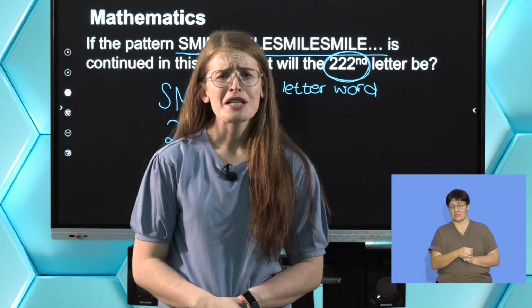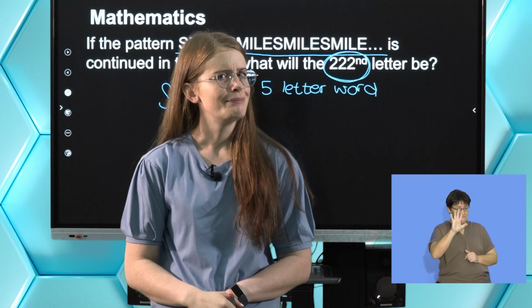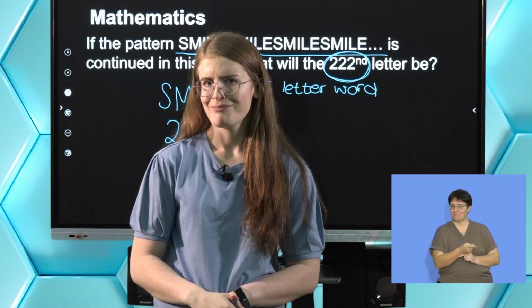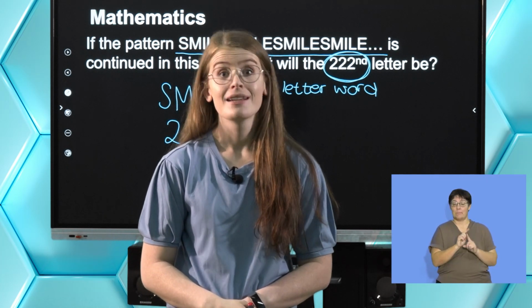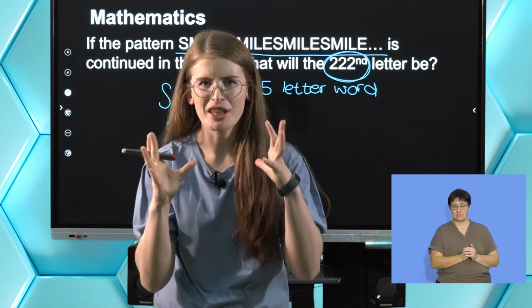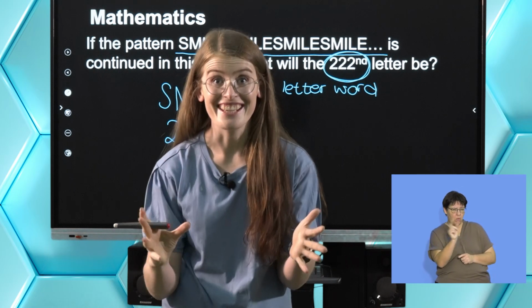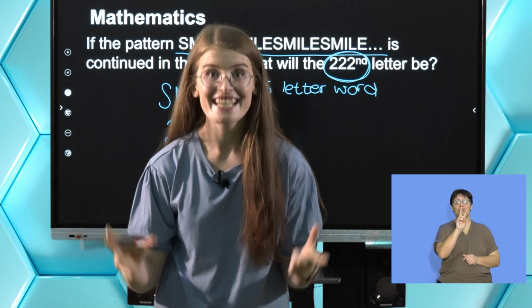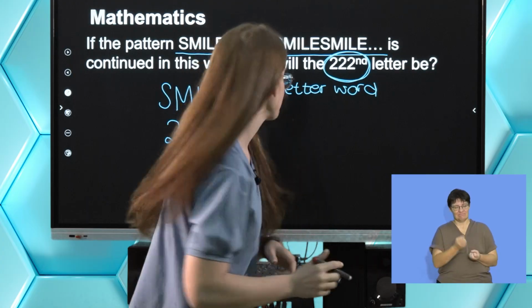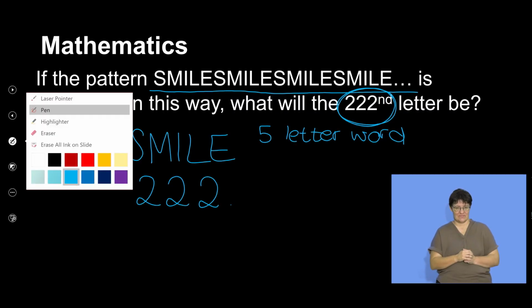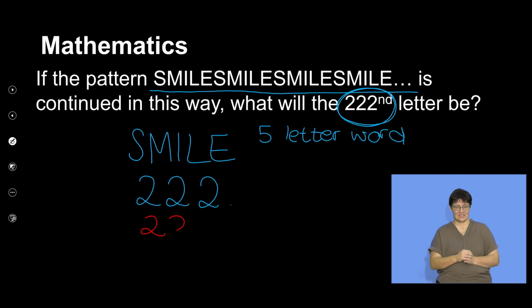is 222 a multiple of 5? Not quite. But what is a multiple of 5 if I'm looking at a number that's close to 222? Yes, 220 is a multiple of 5. So 220 is a number that is a multiple of 5 that has occurred close to 222.